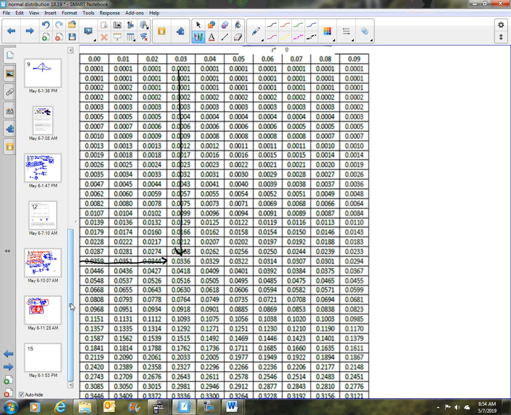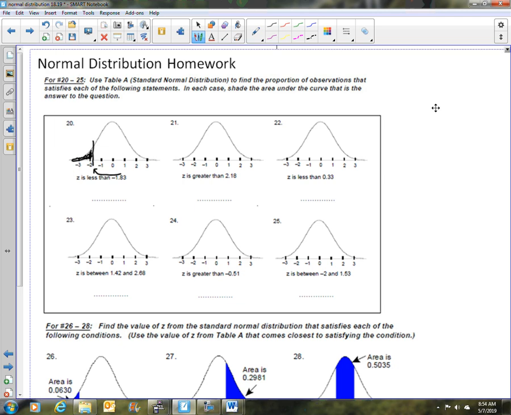So going back to that assignment, I think it's here. Yeah. We get 0.0336 for the value of that area. So the proportion is 0.0336. If we wanted to change it to a percentage, if they ask for a percentage, it would be 3.36%.